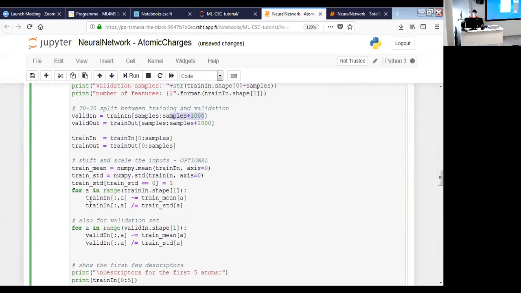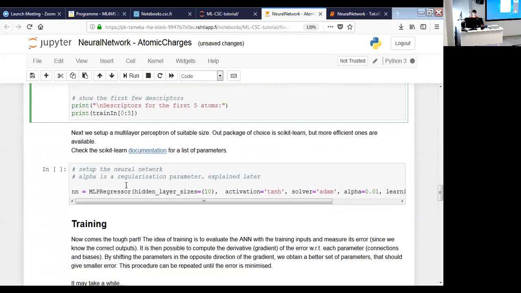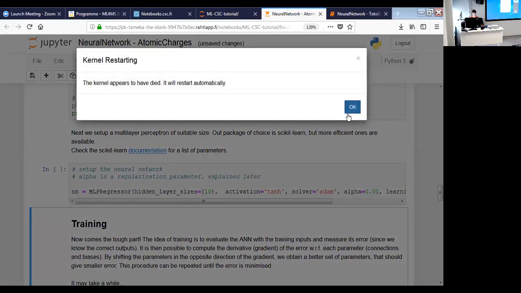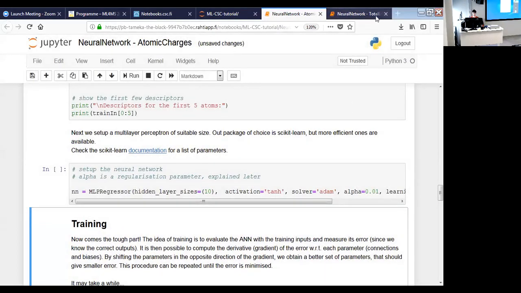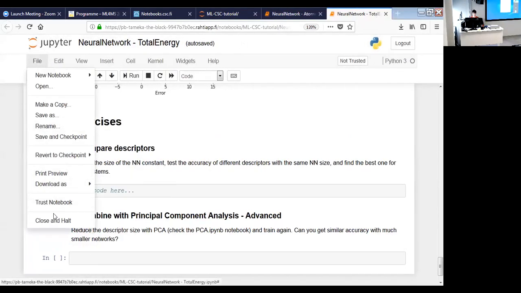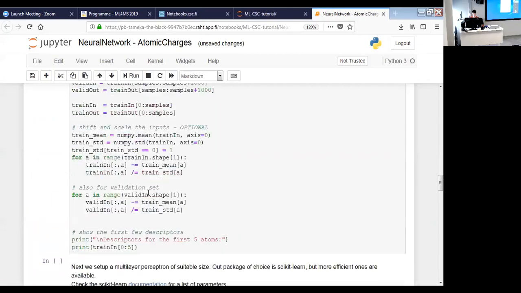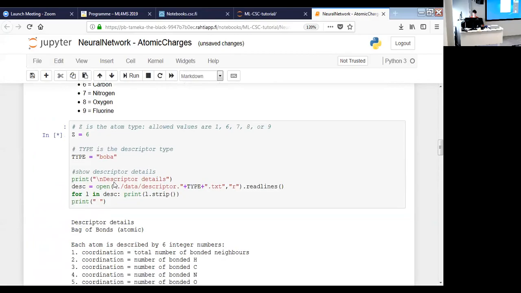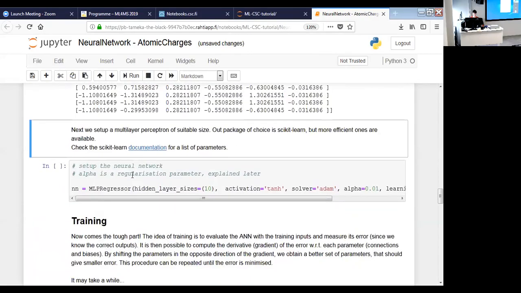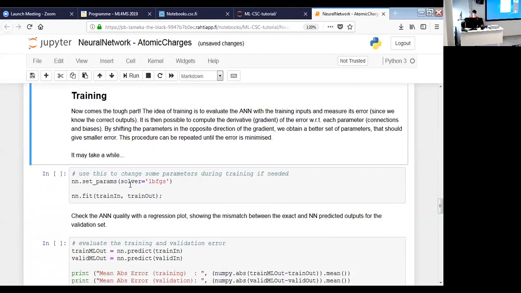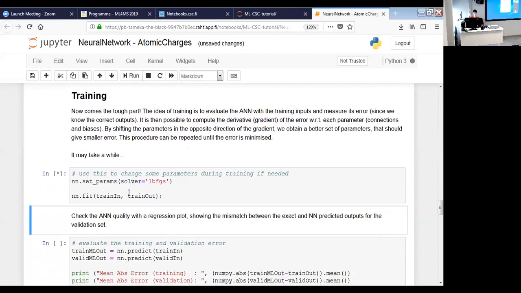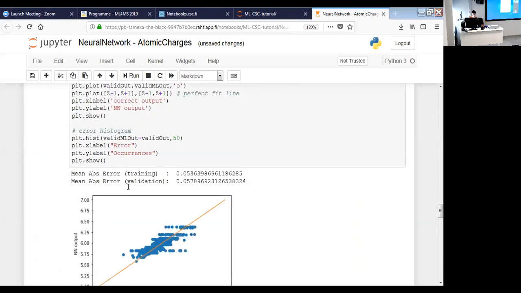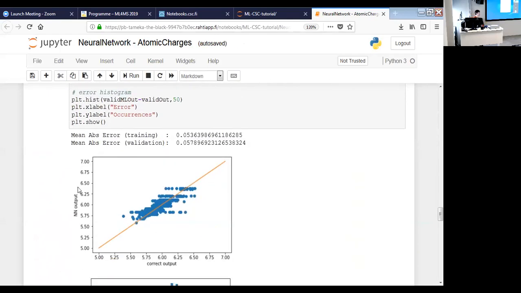Here we are applying the Z-score, and then we create the neural network, which killed the kernel. I have to start from the beginning. Great. All right, then we train it. And we have our results.